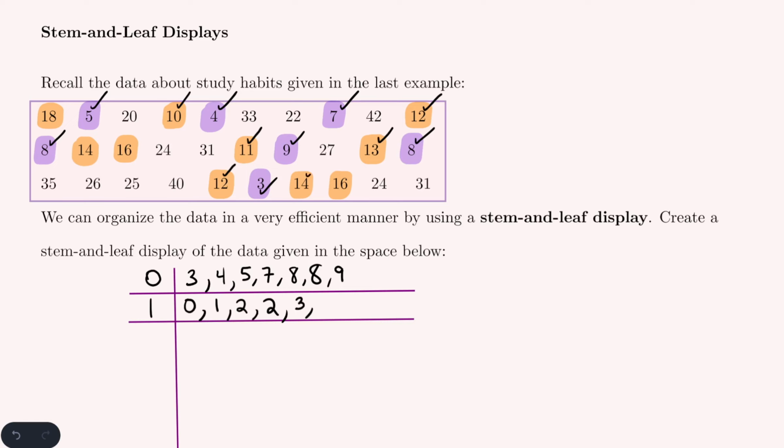Then two 14s. Record the 4 twice. Two 16s. And finally, an 18. Next, in our stem and leaf display, let's record those data values that are 2 digits and start with a 2.